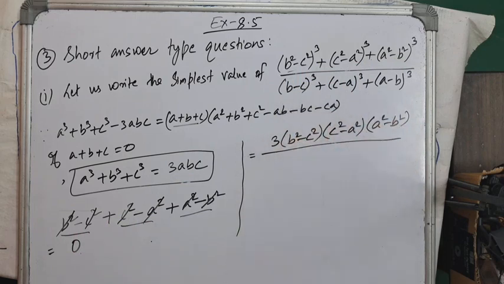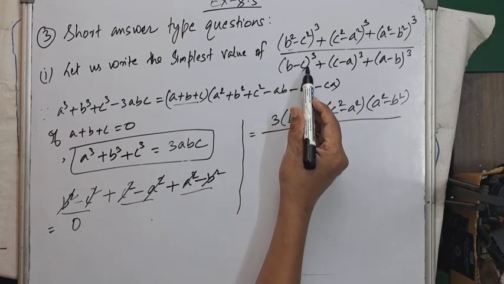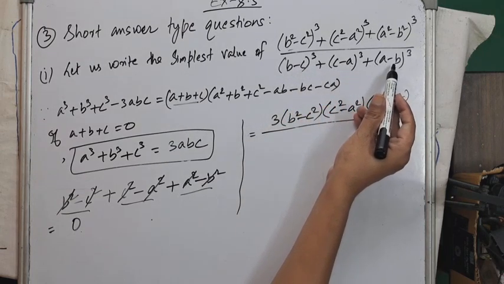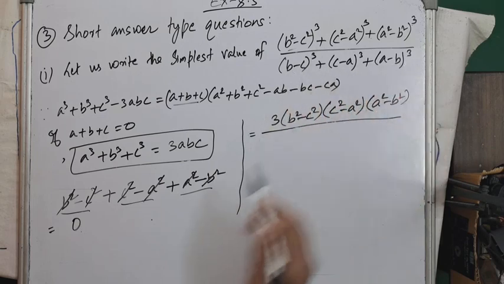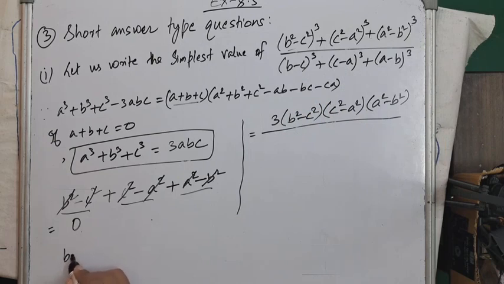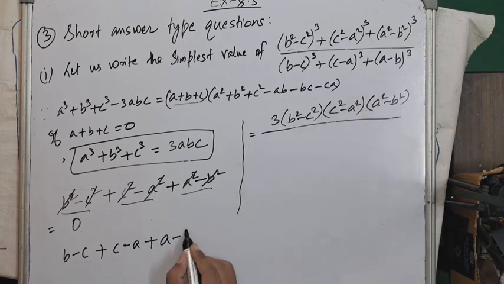Now let's see the denominator part. We have (b − c)³ + (c − a)³ + (a − b)³, isn't it? So this we assume as a³ + b³ + c³. Let's find the value of a + b + c. a is b − c, b is c − a, plus c is a − b. Now this is a + b + c. So plus b and minus b cancels out and becomes 0, plus a minus a cancels out and becomes 0, plus c and minus c also cancels out and becomes 0.